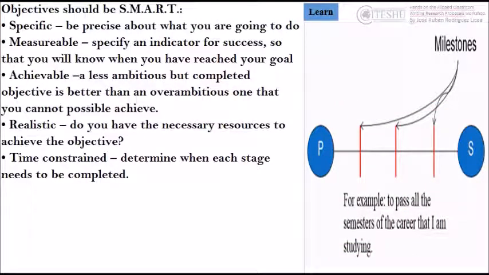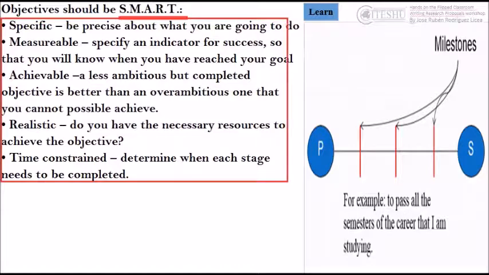Objectives should be SMART. Specific: be precise about what you are going to do. Measurable: specify an indicator for success, so that you will know when you have reached your goal. Achievable: a less ambitious but completed objective is better than an over-ambitious one that you cannot possibly achieve. Realistic: do you have the necessary resources to achieve the objective? Time constrained: determine when each stage needs to be completed.